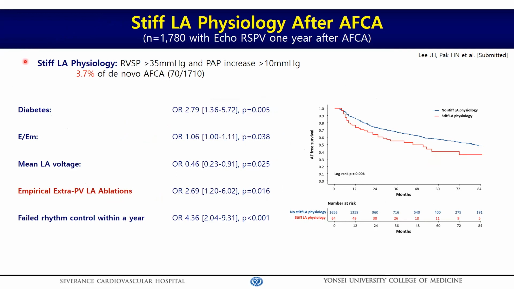He defined the stiff LA physiology by predetermined echo parameters, and the incidence of stiff LA physiology was 3.7%, pretty low. And what are the risk factors for stiff LA physiology? Diabetes, underlying diastolic dysfunction, low LA voltage, and empirical extra PV LA ablation were independently associated with development of stiff LA physiology. Moreover, failed rhythm outcome within a year was a strong predictor for stiff LA physiology, and those patients with stiff LA physiology also show a high recurrence rate, and vice versa.